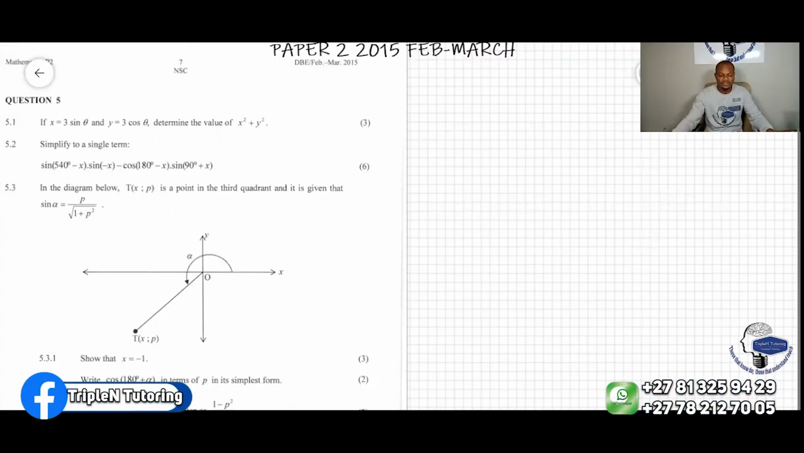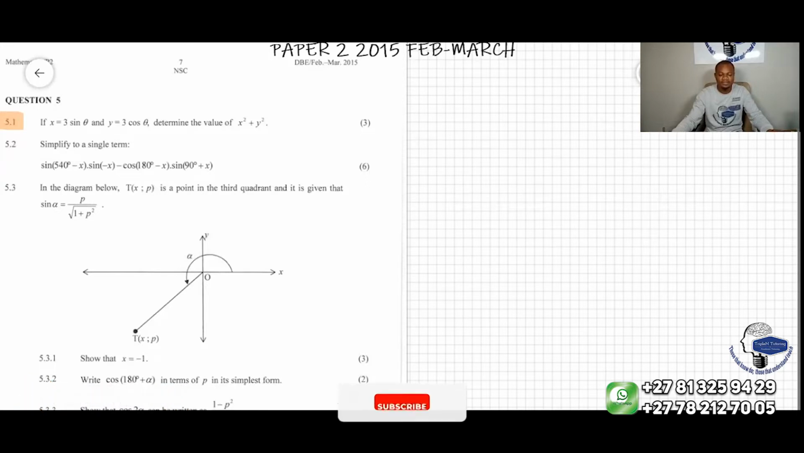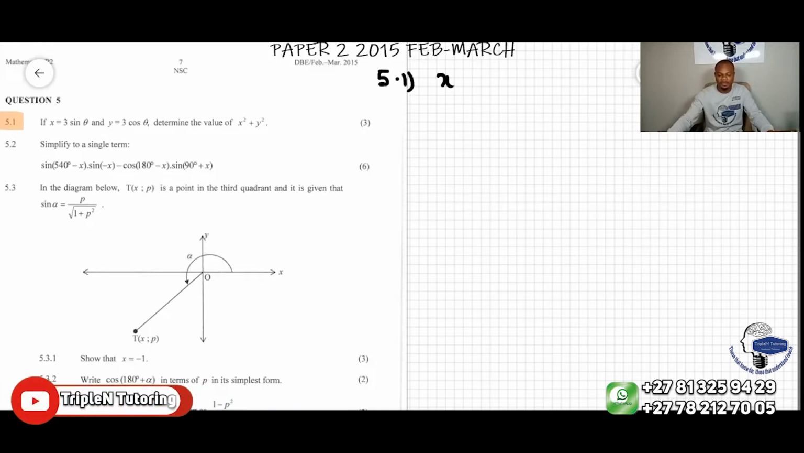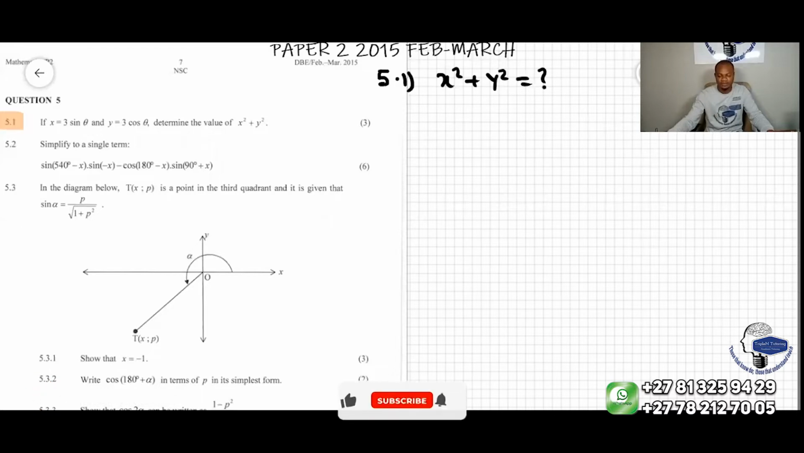Well, we have another question here, question 5. We're doing question 5.1. That says if x equals 3 sine theta and y equals 3 cos theta, determine the value of x squared plus y squared. All right, I want to write the question here. 5.1, we are looking for x squared plus y squared, given the condition, the values of x and y are given.